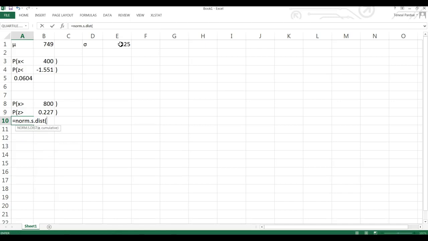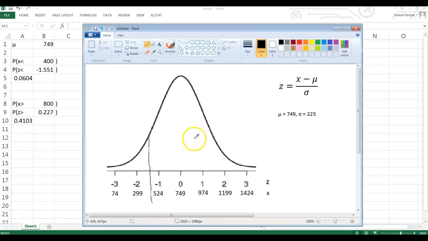And NORM.S.DIST. Now if we just do NORM.S.DIST of that value, it's going to give us the area to the left, but that's not what we want. We want the area above, so we're going to do 1 minus that. And that's 0.4103, and if we go back over here, we can verify that that looks like it's about right.